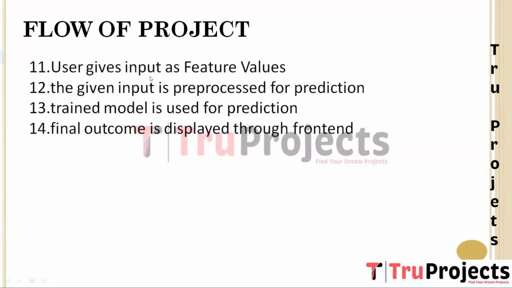Then next, here we have user gives input as feature values. User provides input likely in the form of feature values related to Alzheimer's prediction. Then next, here we have the given input is pre-processed for prediction. The user input is pre-processed to align with the format expected by the trained machine learning model. This may involve scaling, encoding, or transforming the input data. Then here we have trained model is used for prediction. The pre-processed input is fed into the trained voting classifier model to make predictions about the likelihood of Alzheimer's disease.